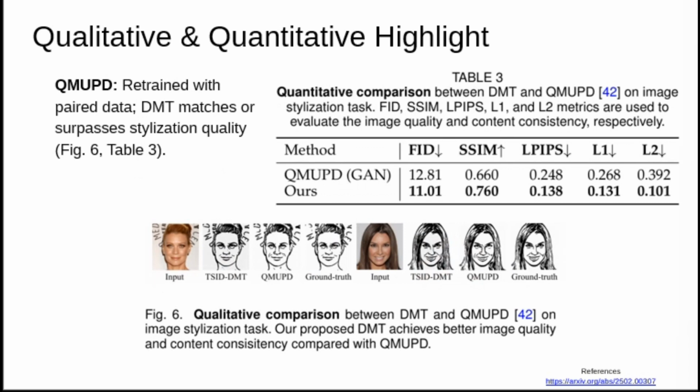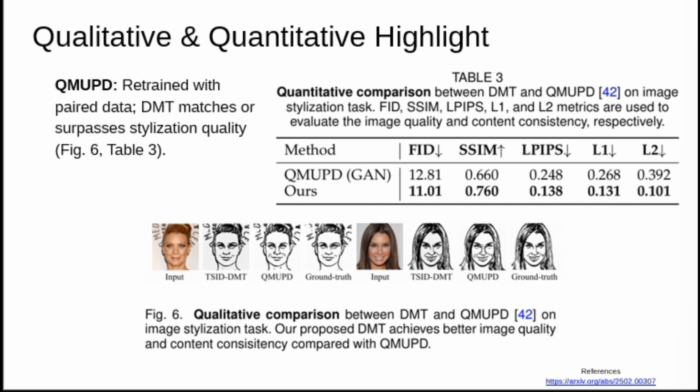QMUPD is used for stylization with quality guidance. Even though it's designed specifically for portrait stylization, DMT outperforms it. In Table 3, QMUPD gets an FID of 12.81 while DMT scores 11.01. The lower the better. The SSIM jumps from 0.66 to 0.76, and the LPIPS also drops from 0.2482 to 0.138, showing that DMT captures stylistic features more precisely as compared to QMUPD, which has even been specifically trained for this portrait stylization task.